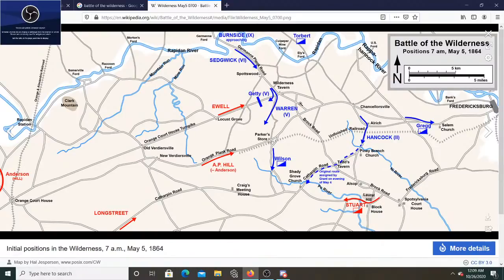Partially the heavy losses, but also the realization that, oh God, I'm in Virginia fighting somebody who knows what he's doing. It's really easy to pick on John Floyd and Pemberton, but Robert E. Lee is neither one of those men. So do you think Grant was afraid of being exposed?